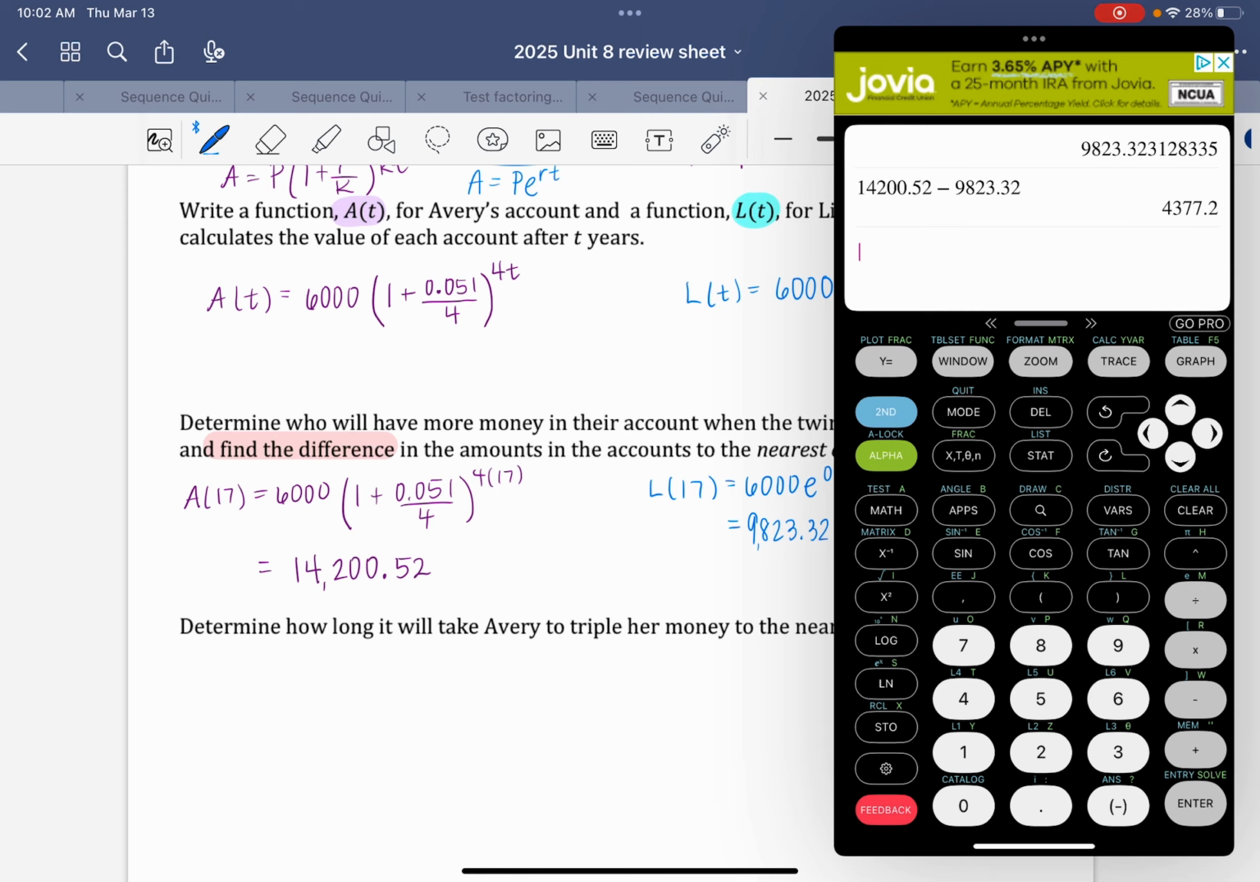$4,377.20. So Avery's gonna have more money, right? Avery will have $4,377.20 more. I'm not gonna leave it as 0.2 because that doesn't look like money. I'm gonna make it 20 cents. So she's gonna have that much more when they turn 17.